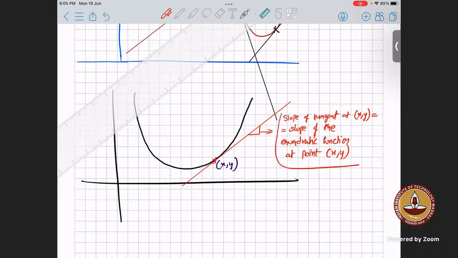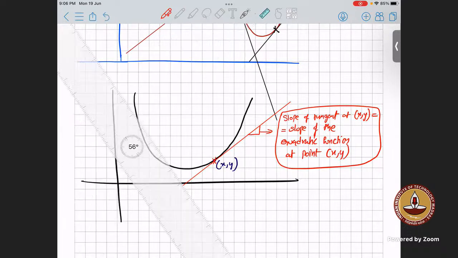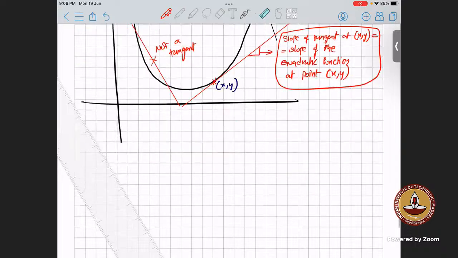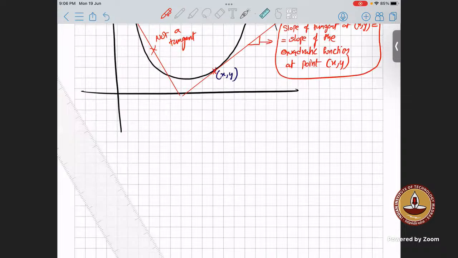Sir, I have a doubt. We can't draw a slope with 2 points in this parabola. You can draw it, but then it is not a tangent, because the tangent definition is that it intersects at only one point on the curve. Okay, then we will move on to the next part.